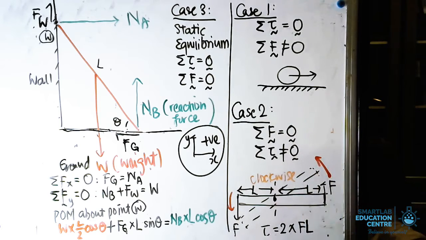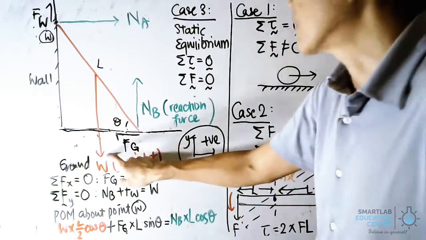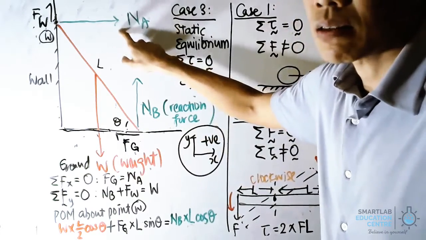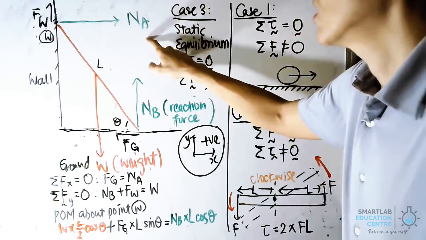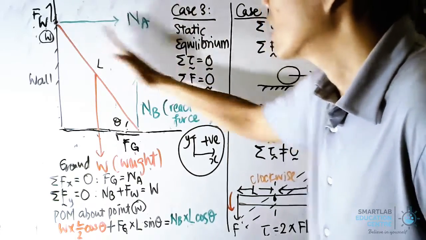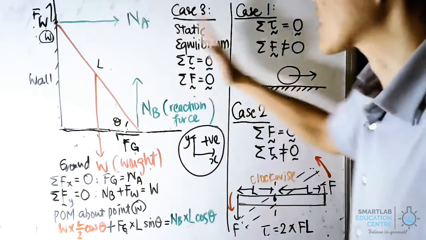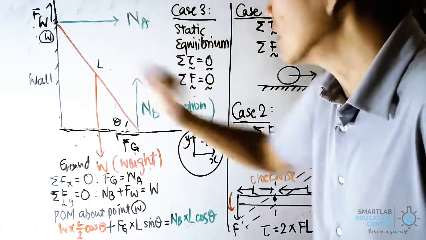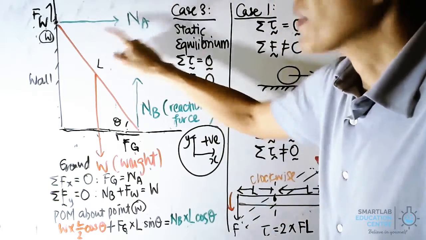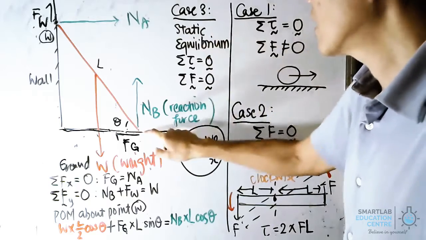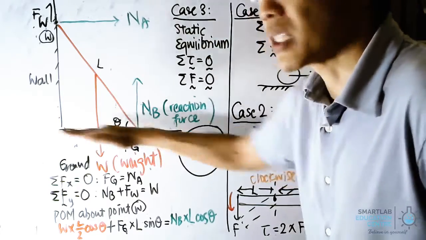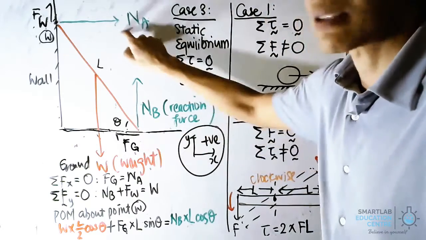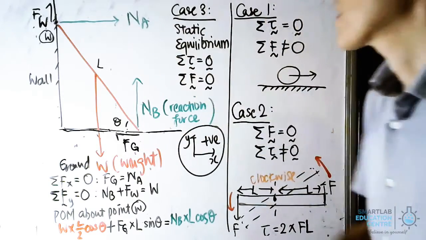To determine the direction of the frictional force, there's a couple of ways to do it. By looking at W, NB, and NA acting on the ladder, we know that NA is the only horizontal force. If that's the only horizontal force, rightfully the ladder could be translating horizontally. So in order that the object is at static equilibrium, the frictional force acting on the ladder by the ground must be in this direction to actually cancel the reaction force NA.